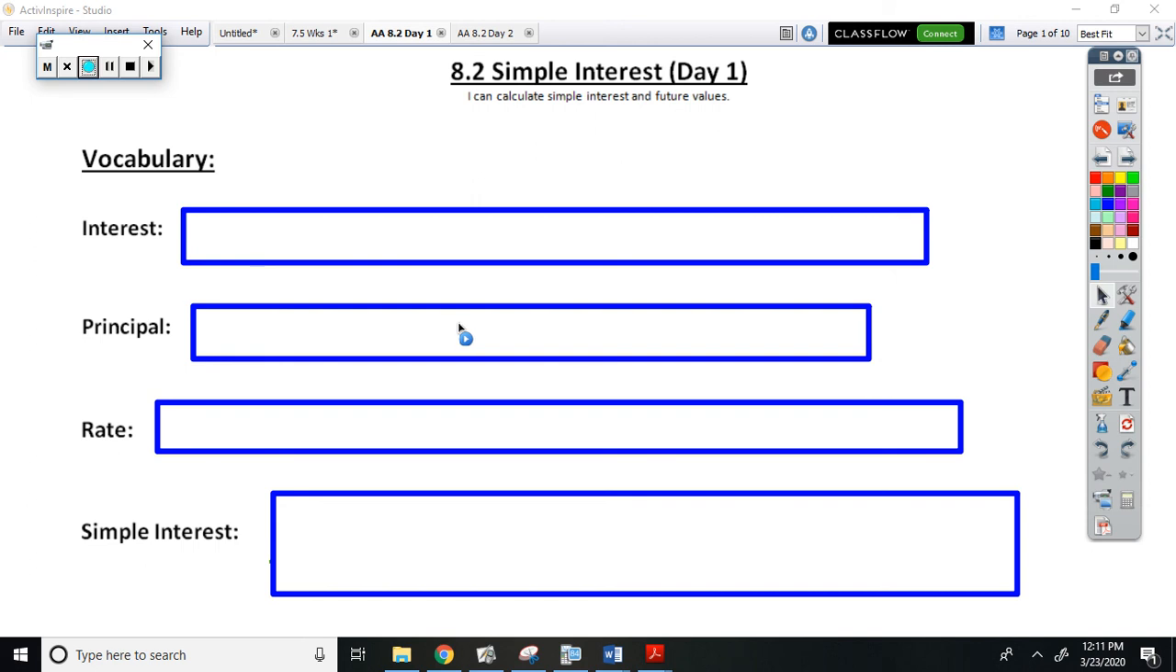All right, so today we're going to learn about simple interest. Our goal is to calculate simple interest and also future values of loans. So some vocabulary to start us off. Again, you guys can just take notes on notebook paper.